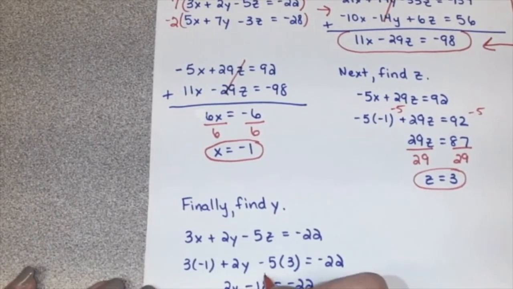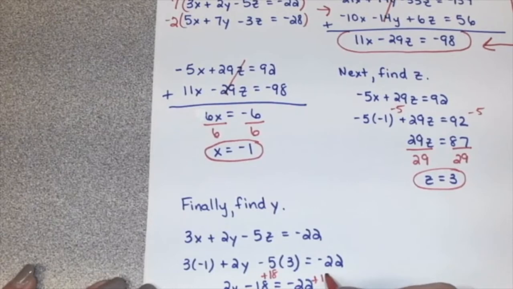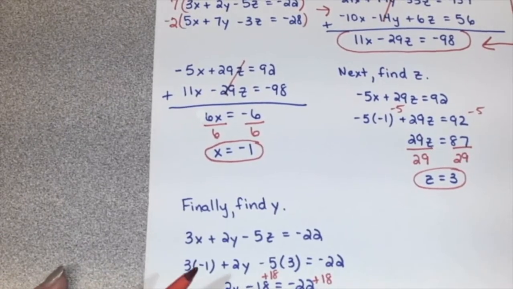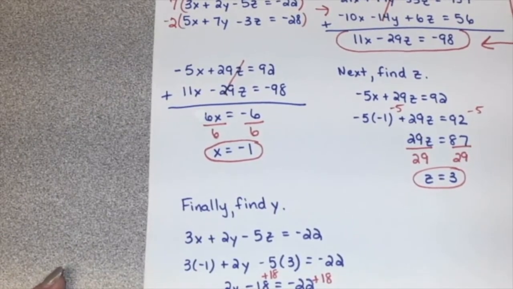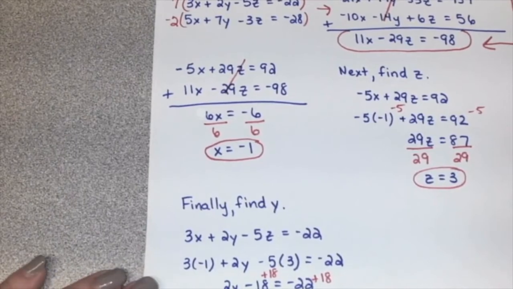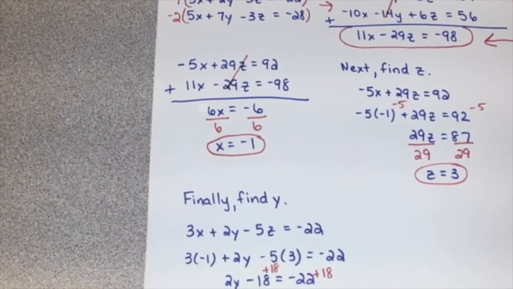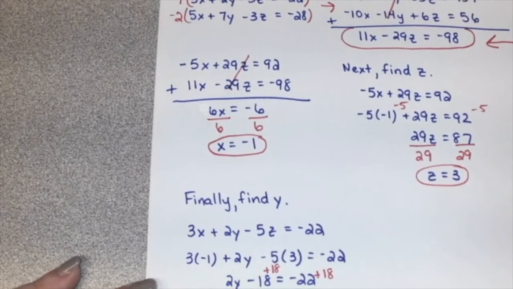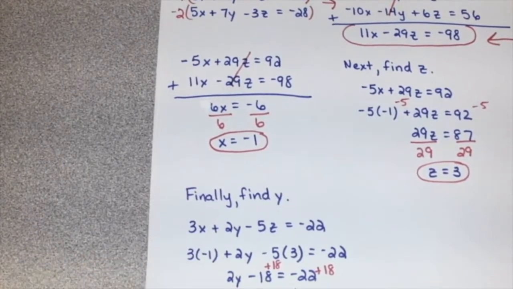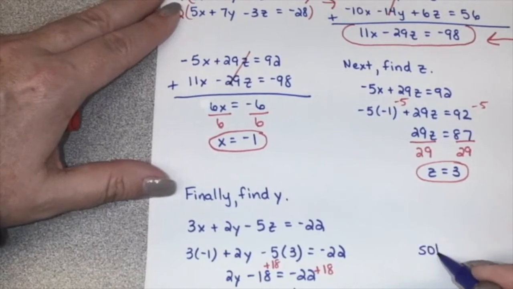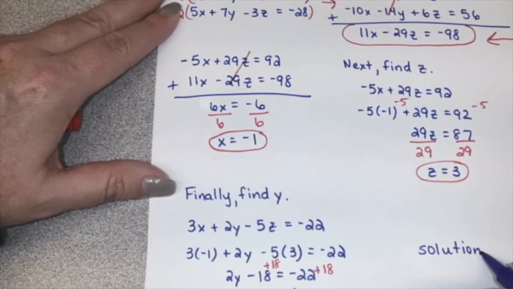And then we can just add 18 to both sides. So we get 2y equals -4. And then divide both sides by 2, so we get -2. So in the end, remember, I want you to write the solution as an XYZ number. So -1, -2, 3 is what you should have gotten.